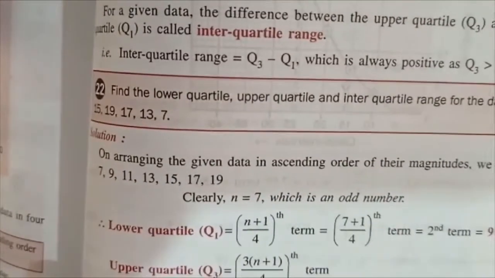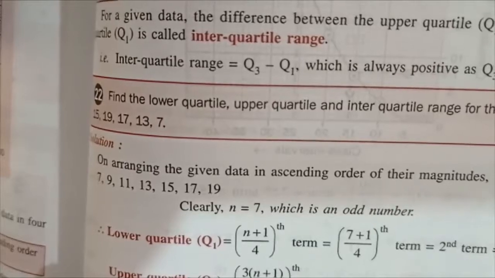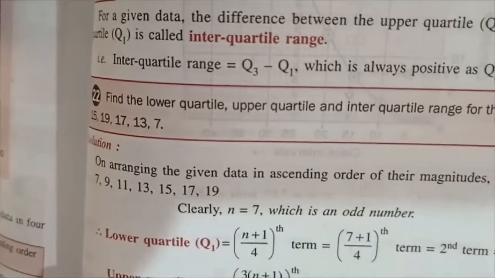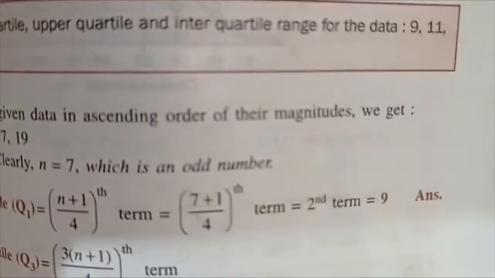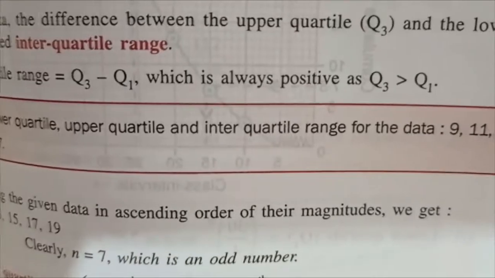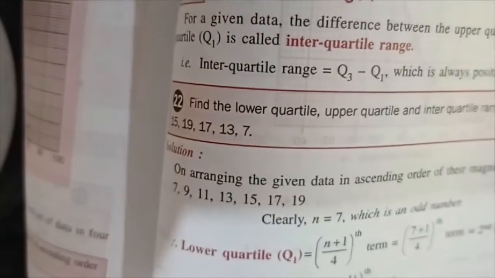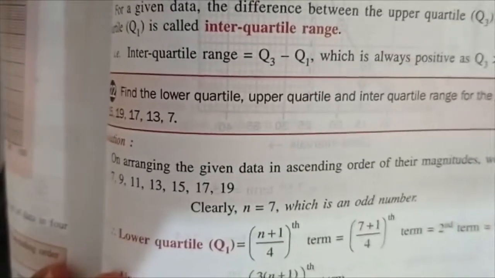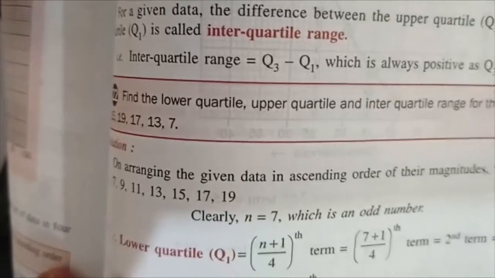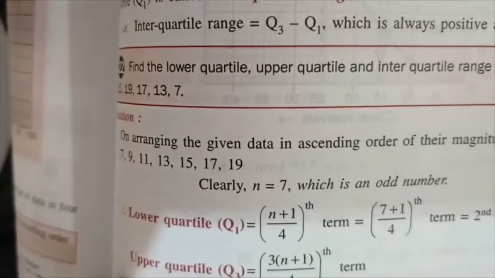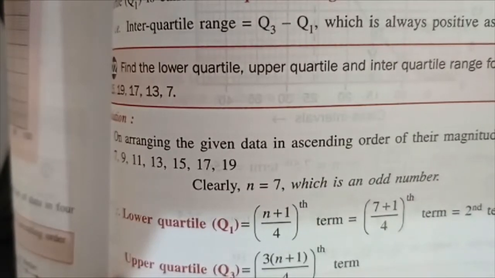Right, the first question. Find the lower quartile and upper quartile of the following numbers. Write the numbers: 9, 11, 15, 19, 17, 13, 7.